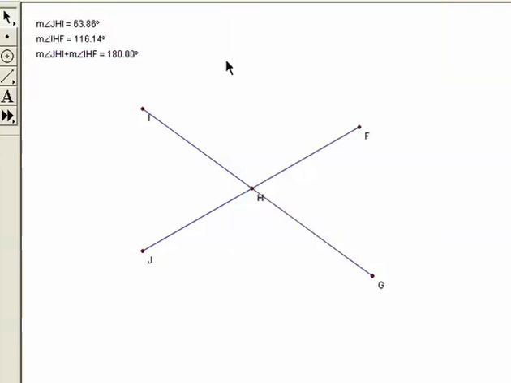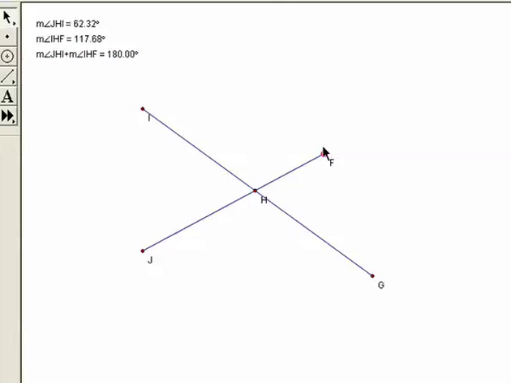And now watch as I move this. We can see how those two angles move, and the sum always stays the same. It's always 180 degrees because that's how supplementary angles work. Doesn't matter what the two angles are, they always add up to 180.